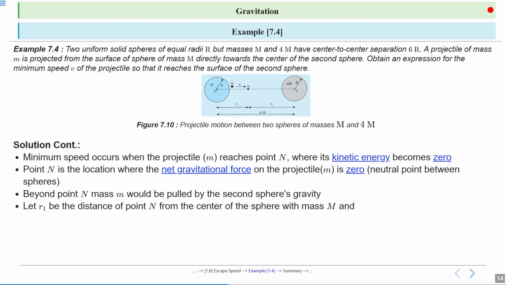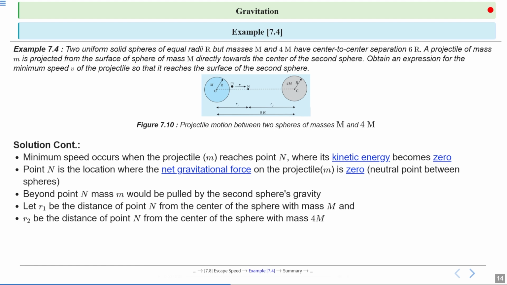Now let us define r1, the distance from the center of the sphere with mass M to point N. This distance helps us to calculate the gravitational force acting on the projectile from the first mass.